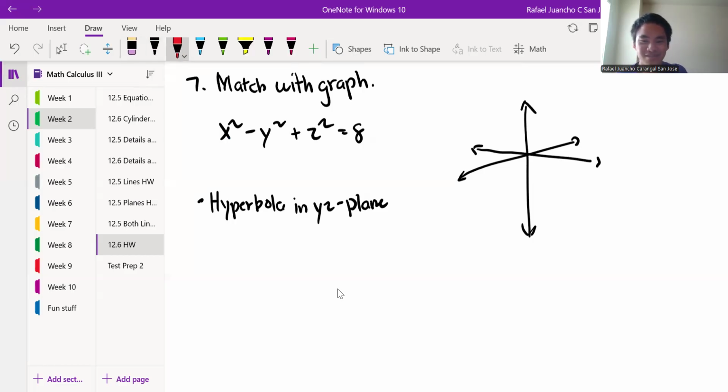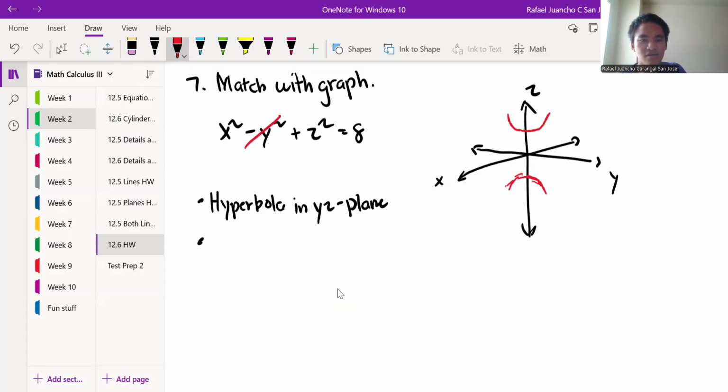So in the YZ plane, we have a hyperbola, X, Y, Z. Let's do it in red. So YZ plane hyperbola would look like going up and down, right? Also because it's the Y direction. I don't know how that's gonna look like, but basically it's gonna be something like this, and then maybe something like this. Not super sure yet. Okay, let's check another one.